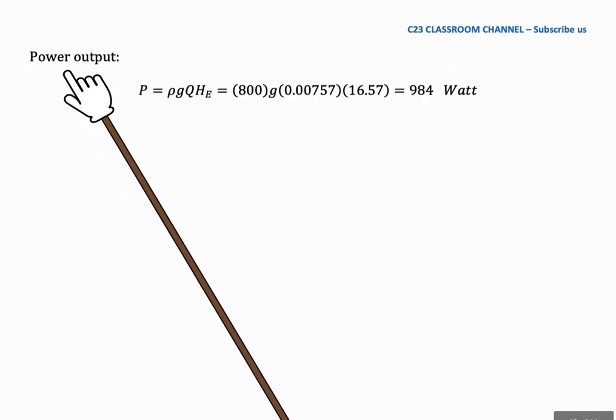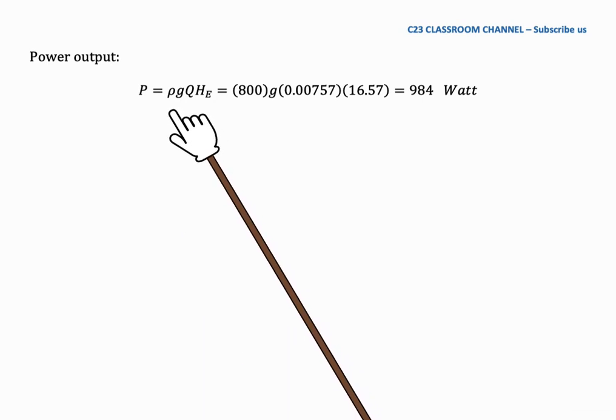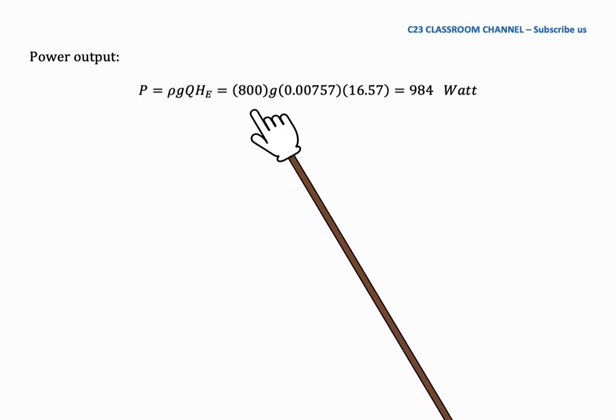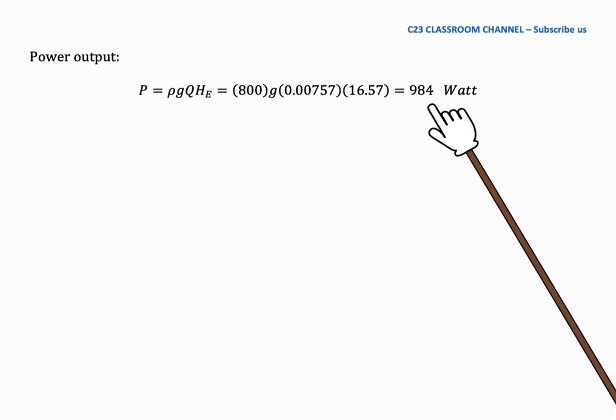To calculate the power output, we could use the equation rho g Q H_E, and it is equal to 984 watts.